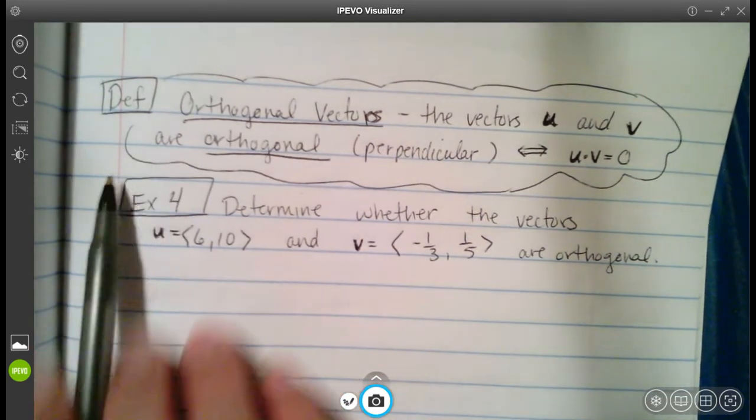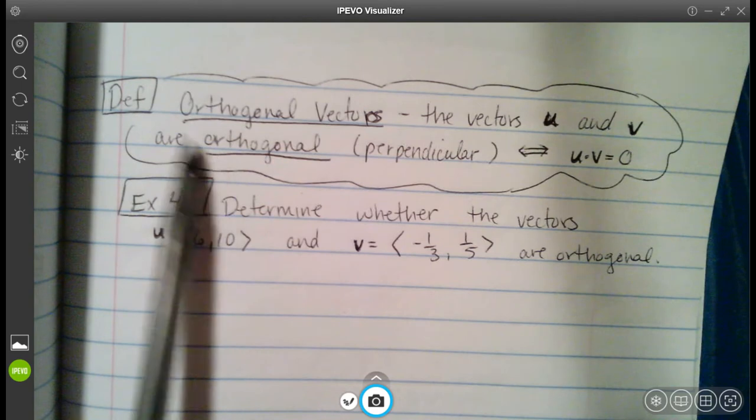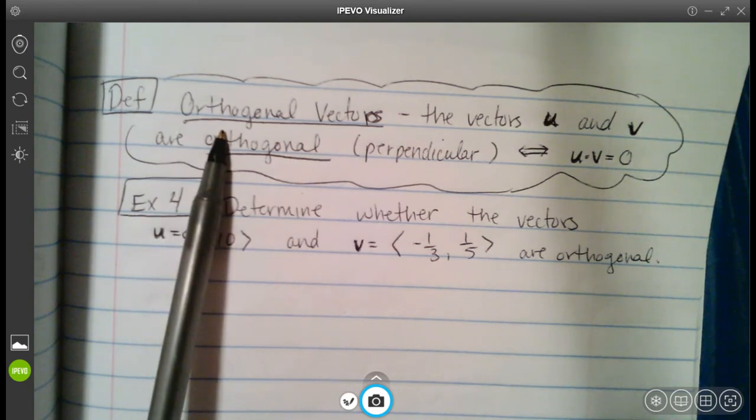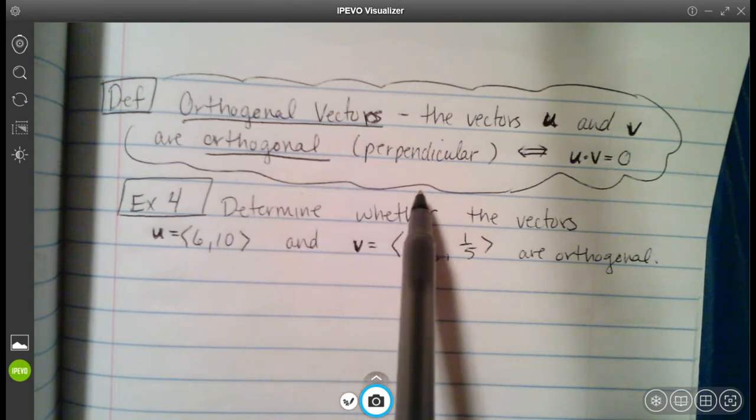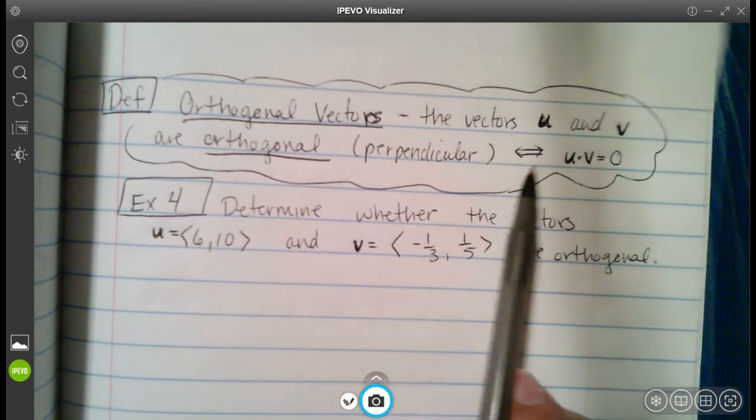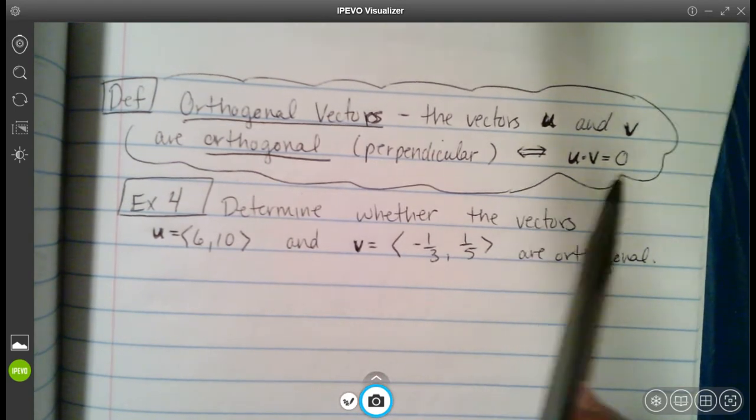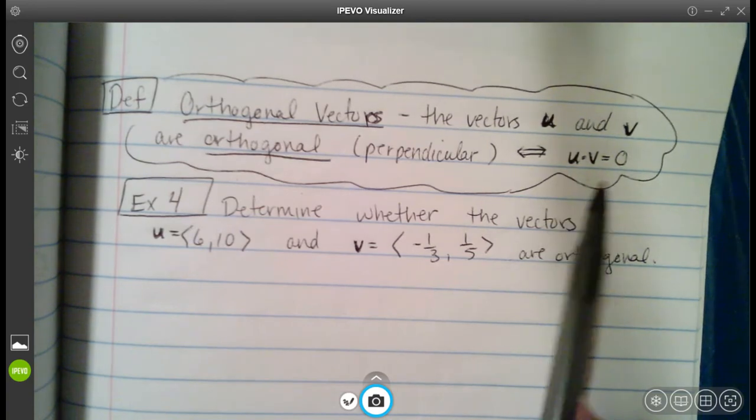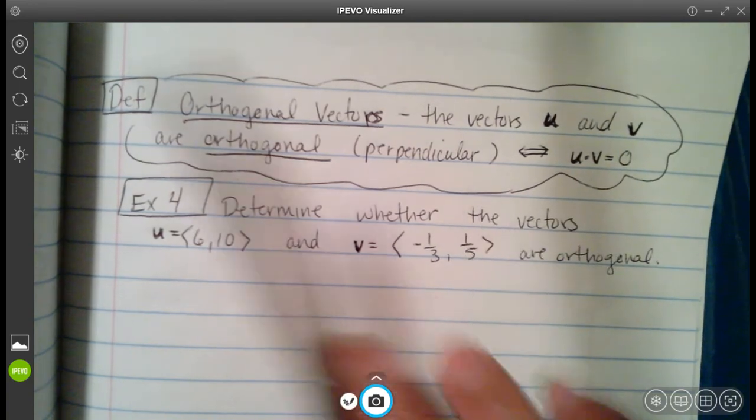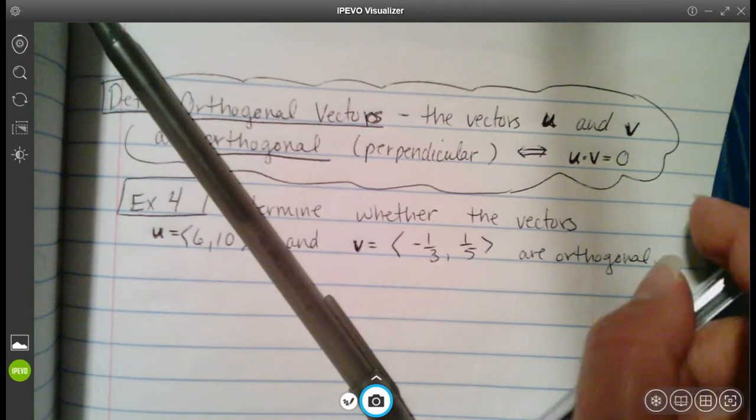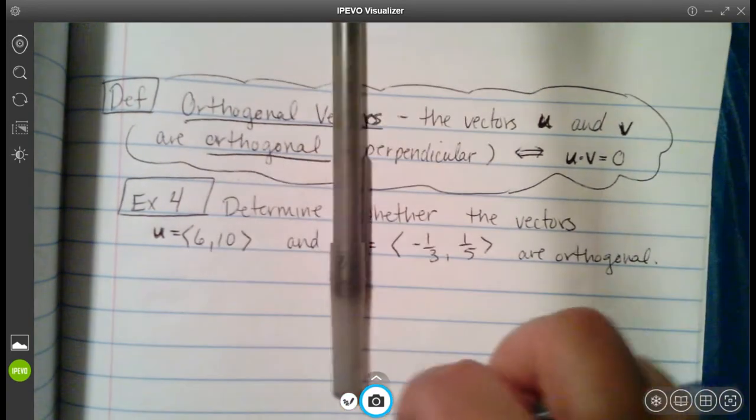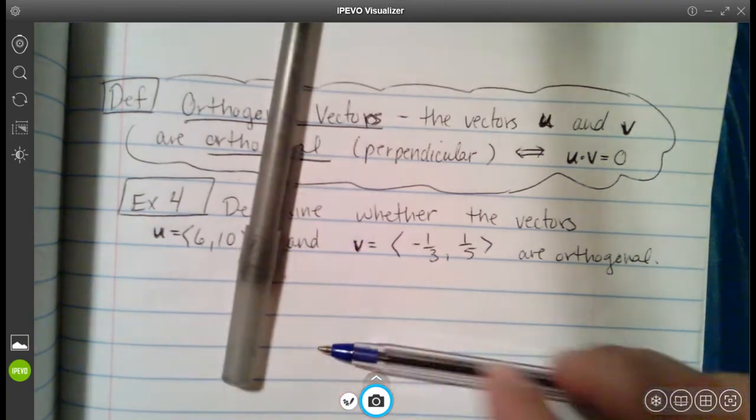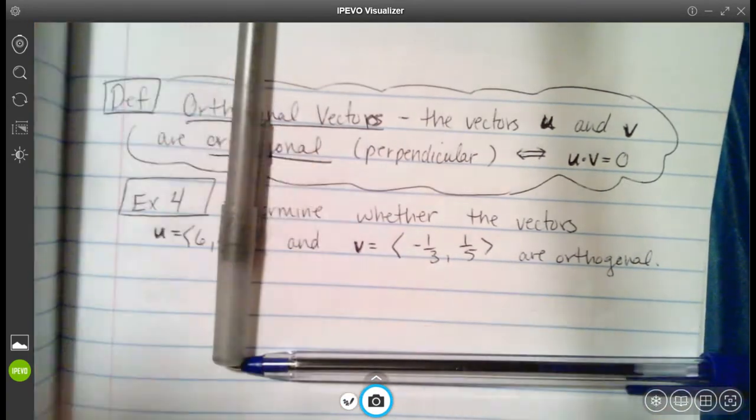We have the definition of orthogonal vectors, kind of a weird word, orthogonal. The vectors u and v are orthogonal, or perpendicular, if and only if u times v equals 0. So if the dot product is equal to 0, that means that the two vectors form a right angle of sorts. So right angle, remember, is equal to 90 degrees.